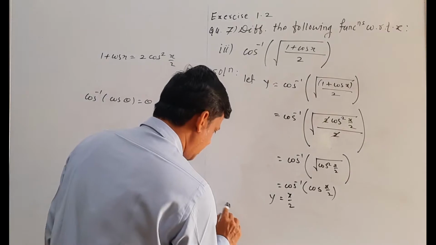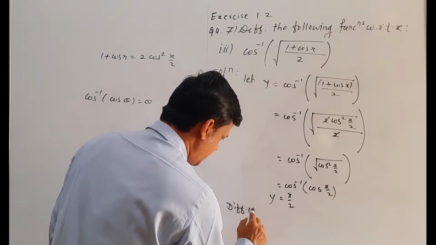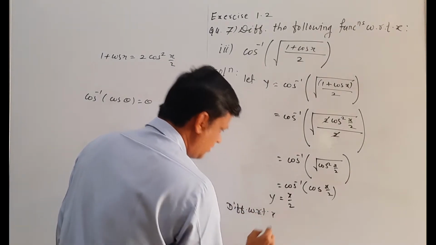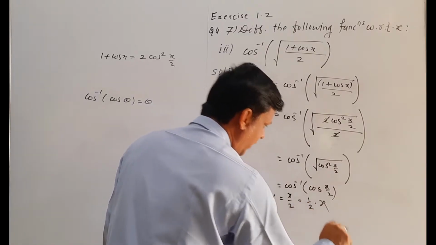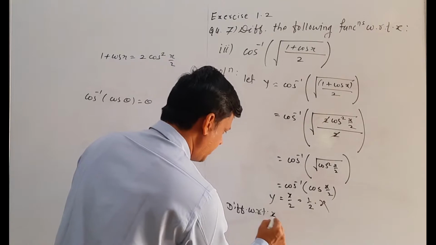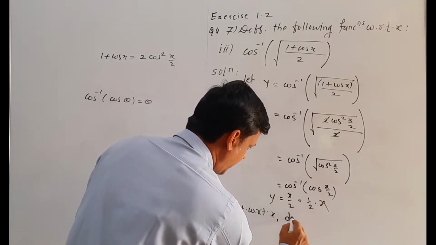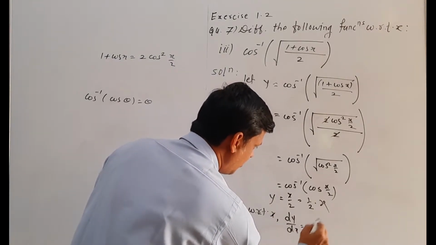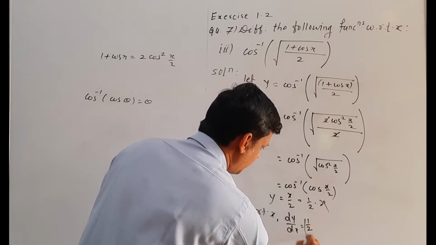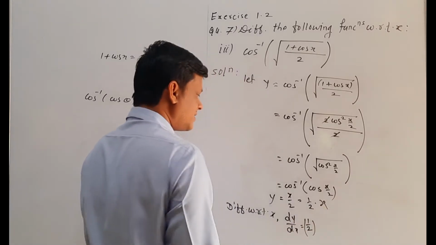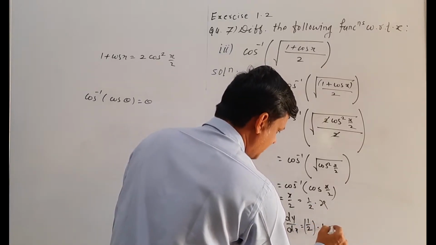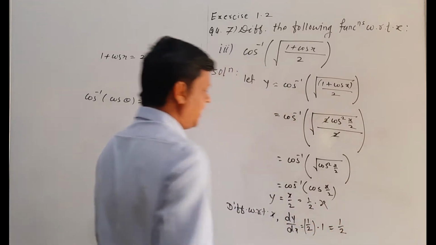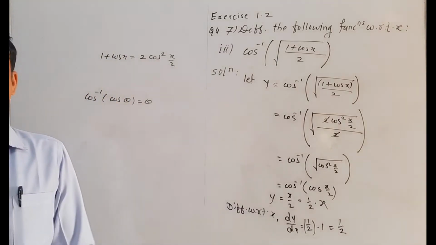So differentiate with respect to x. For our convenience we write this x by 2 as 1 by 2 into x. So the derivative of y with respect to x is dy by dx. 1 by 2 is a constant, multiplied with the algebraic function x. So we write the derivative of x with respect to x as 1. So we get dy by dx is equal to half.